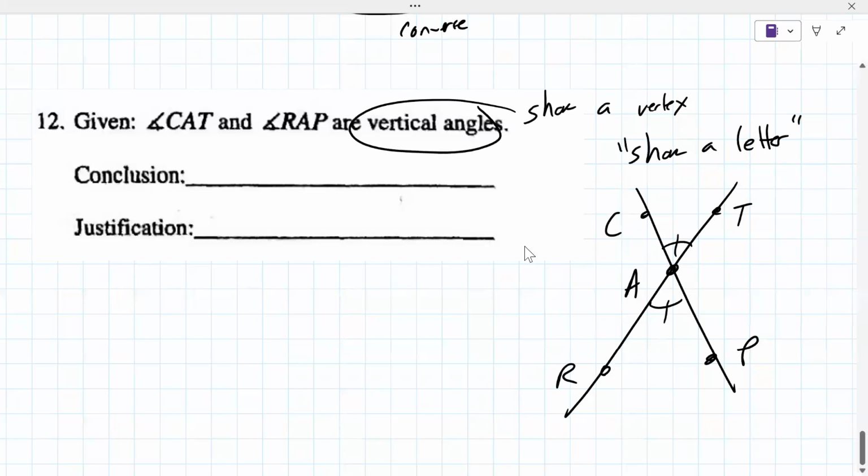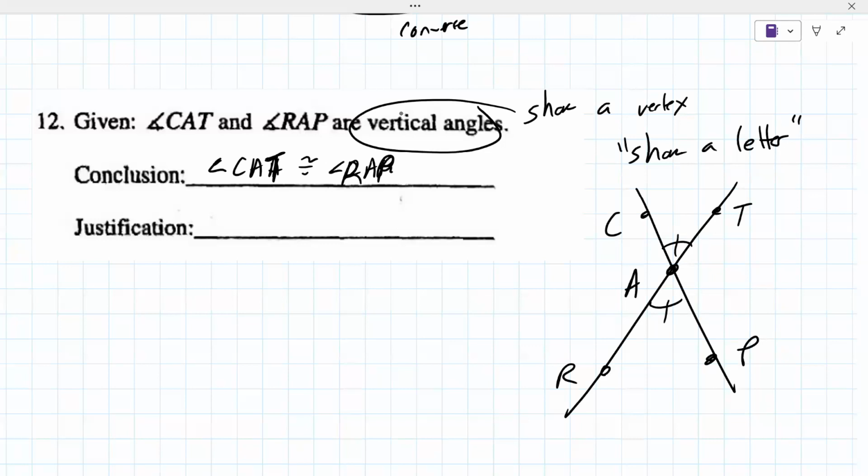So that is the conclusion. The conclusion is that vertical angles are congruent. We're just saying that the angles are vertical angles, so the conclusion is that they are congruent. Angle CAT is congruent to angle RAT. CAT and RAT. Oh, that's terrible. Okay.